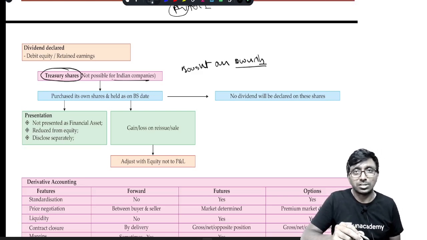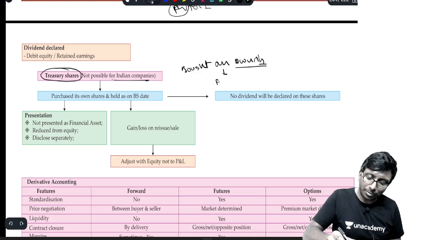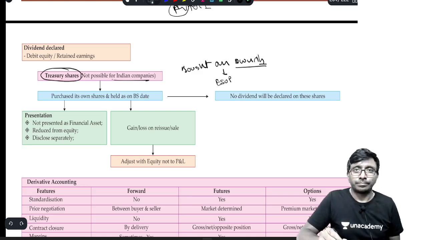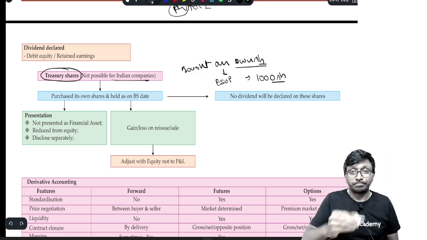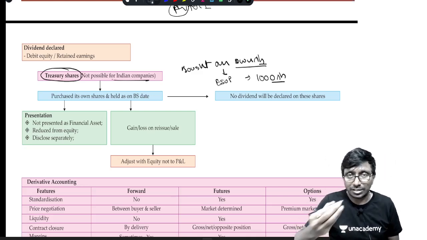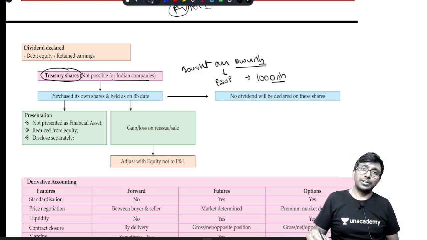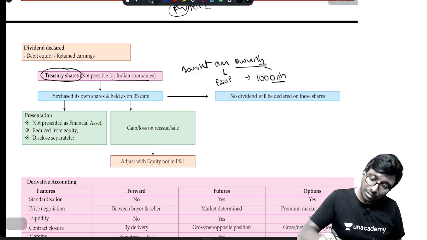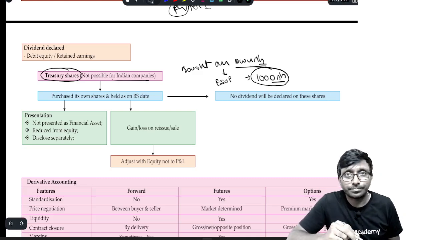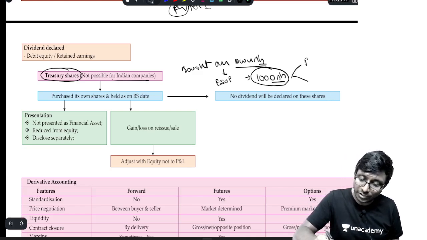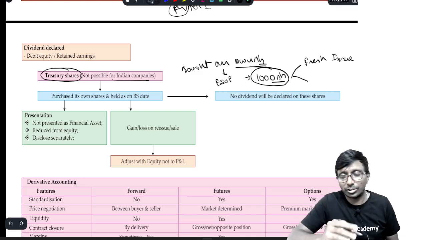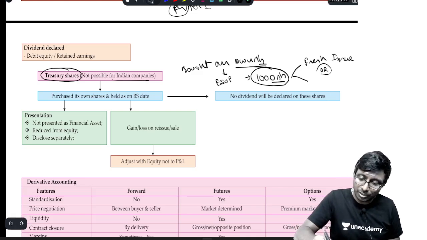Why are you purchasing your own shares? Suppose I have given ESOPs to employees. I promised them that all of you together, 1000 shares I am going to give to you, either free of cost or at a cheaper rate. Some rate I must have fixed already. Now, what is the company supposed to do? We are supposed to issue shares. There are two ways. One is a fresh issue. The second is that you can buy them in the market, our own shares.